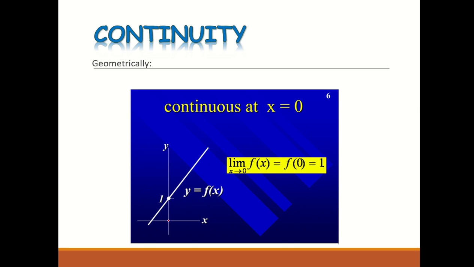Even if x equal to 0 here, this is continuous because we have proven that the limit of f of x as x approaches 0 exists. If you trace the graph from the left, you have this limit. If you trace the graph from the right, you have this limit, and this limit is the same, equal to 1. So it exists. Therefore, this is a continuous graph or continuous function.